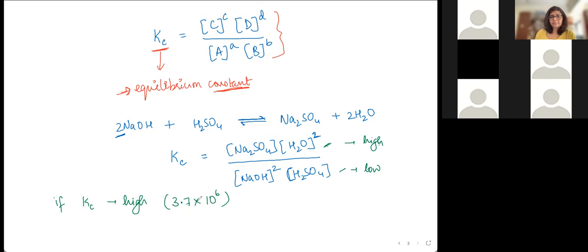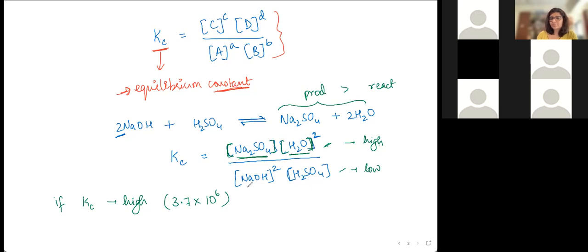So now, because Kc is high, we've established that the numerator is high and the denominator is low. Right now, what is in the numerator? What values do we have in the numerator? So what does this represent? Salt and water, yes, but what of salt and water? Salt and water are substances, they're not numerical values, right? What does this represent? Concentration. Concentration.